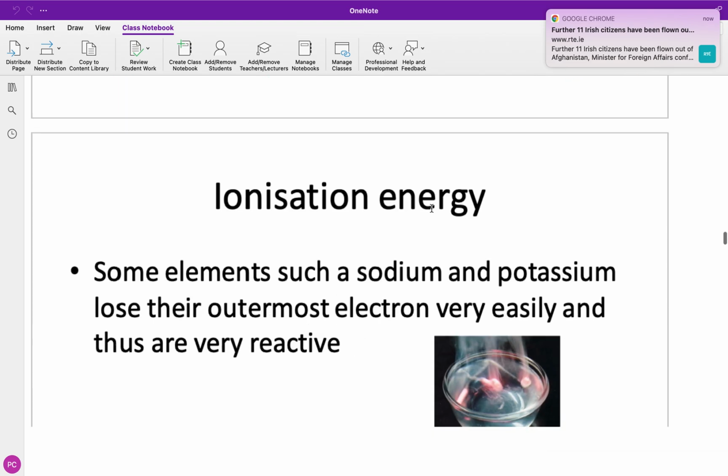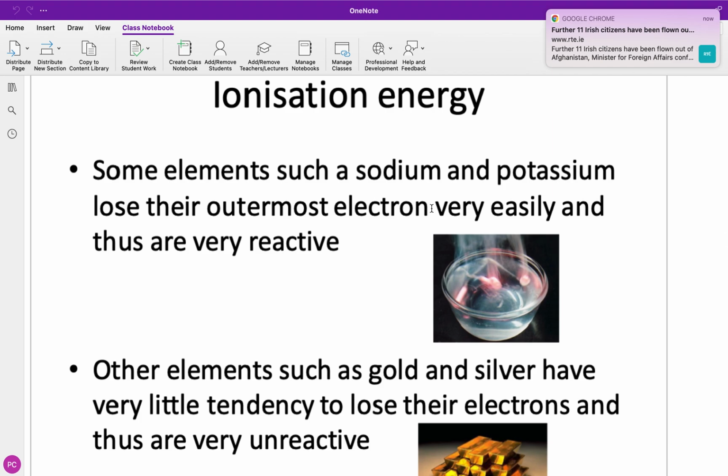The third one, ionization energy. Some elements, things like sodium, potassium, we spoke about these a lot, your alkali metals. Remember these ones? We'll chuck these into water at some point and see how much they want to get rid of that outer electron. They want to get rid of that, and they're mad to get rid of it. And it's very easy for them to get rid of it. And for that reason, they're extremely reactive. And we spoke about these in detail.